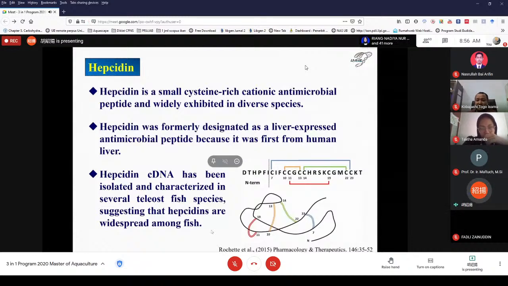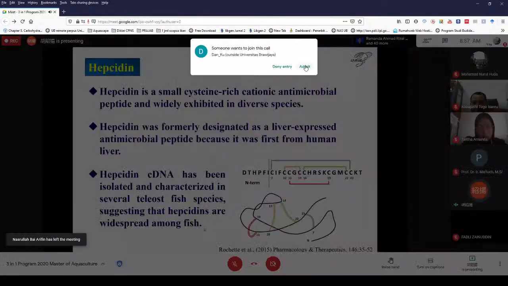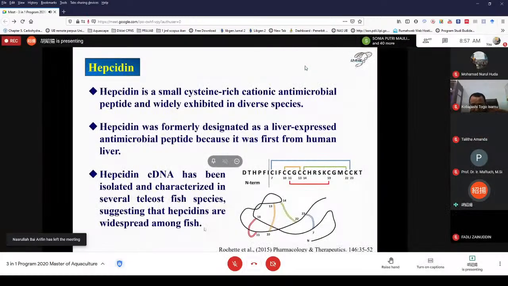And today the topic we will introduce is hepcidin. Hepcidin is a small cysteine-rich antimicrobial peptide that widely exists in diverse species. In the beginning, hepcidin was named the liver-expressed antimicrobial peptide because it was first isolated from human livers. Based on its structure, you can see it has 4 disulfide bonds, which means its structure is quite complicated.